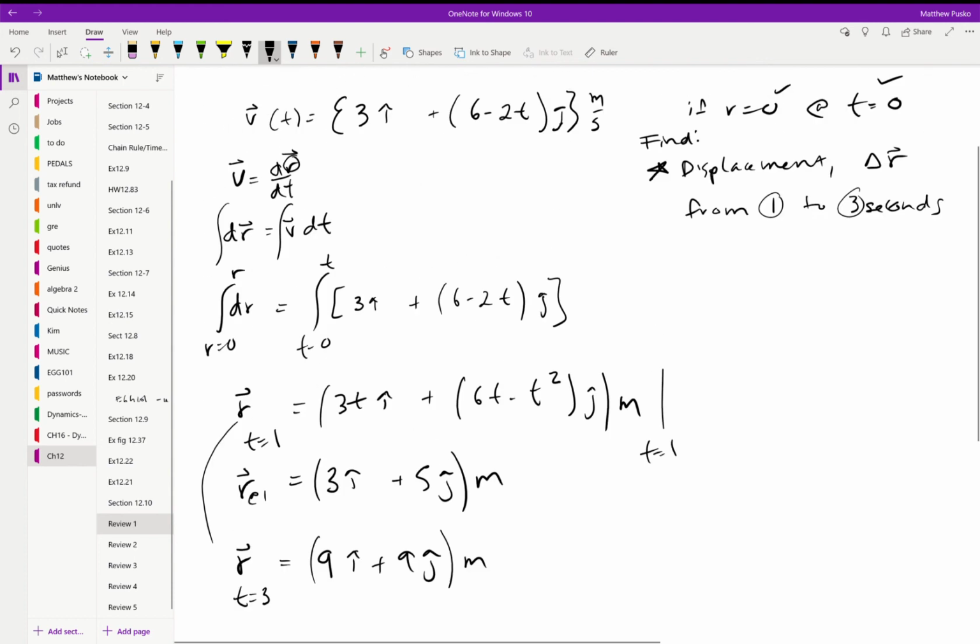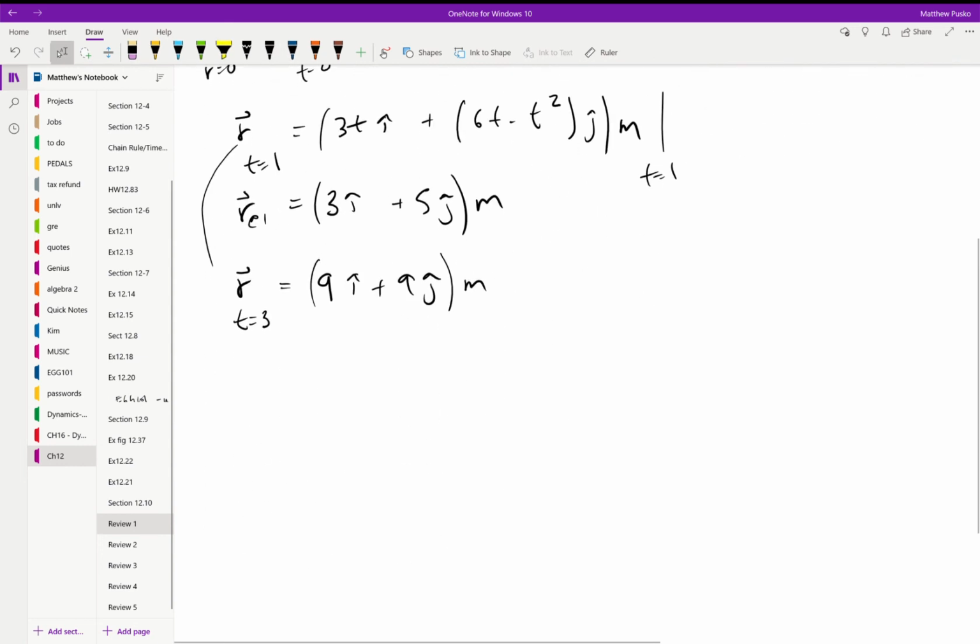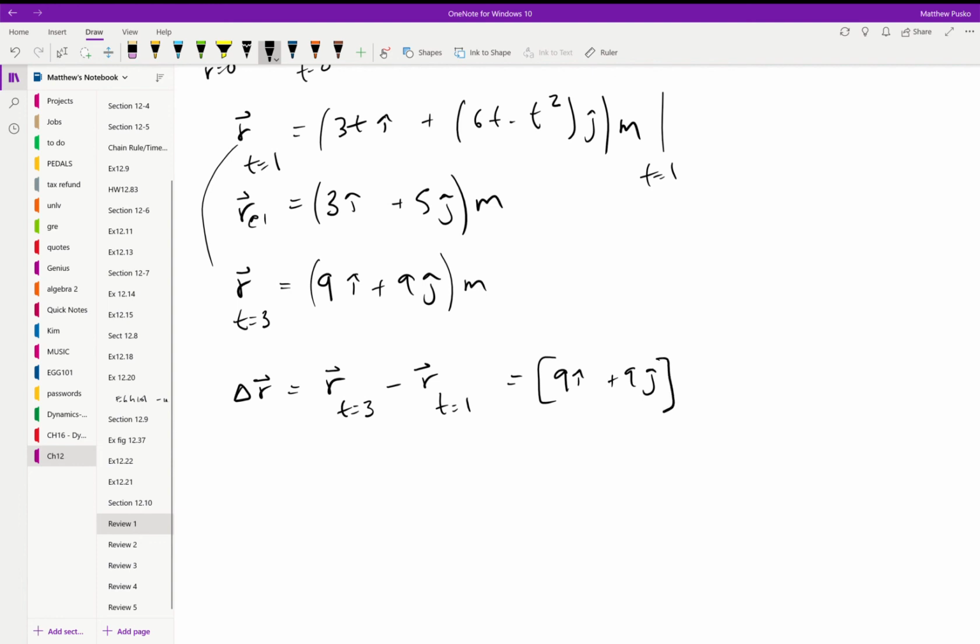Okay, what did it initially ask for? It asked for the displacement. So let's get out our definition for that. Displacement is delta r, and that's moving from some r at t is equal to 3, some r final, minus r initial. So those are t is equal to 3 and t is equal to 1. So literally put those down in there, we get 9i plus 9j.